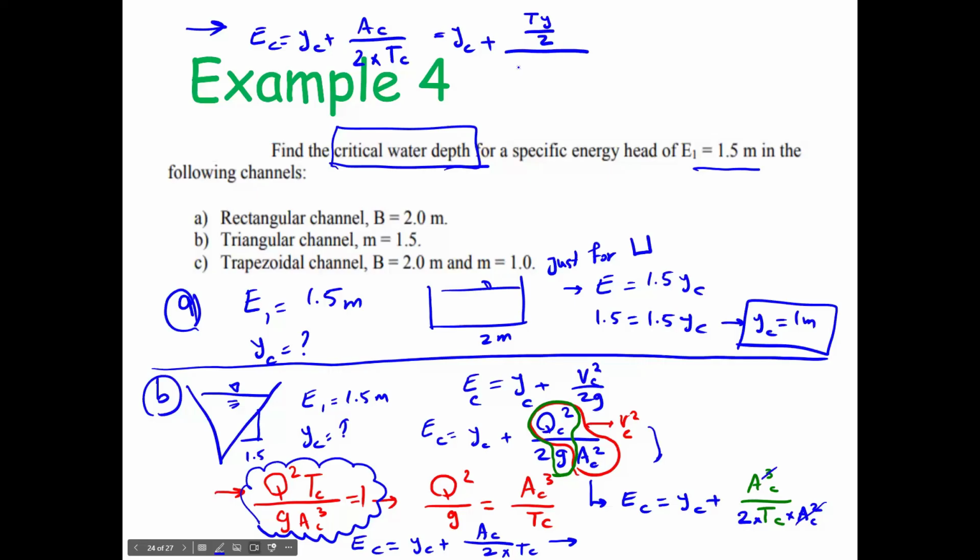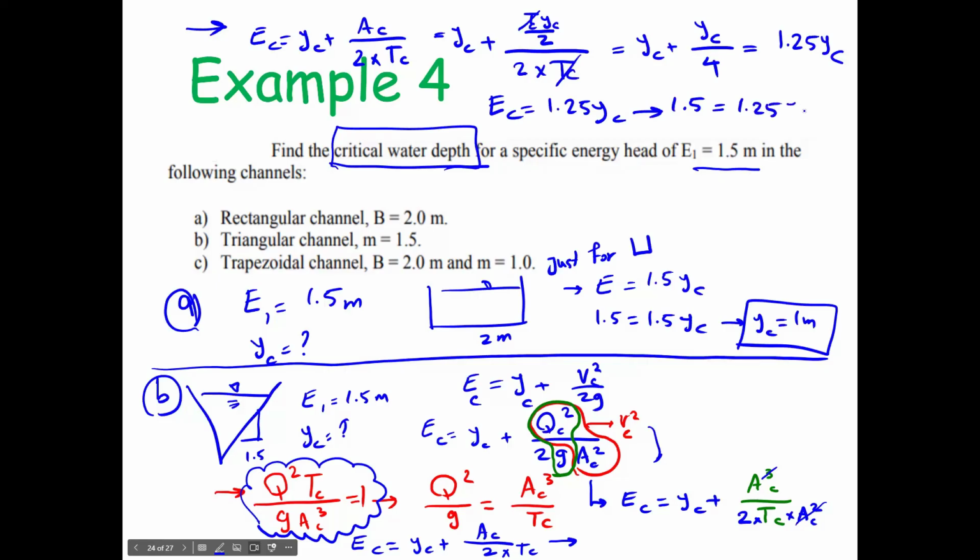And instead of 2, I will keep 2. Instead of T, I will keep that one. That's better, I think. So T cancels out with T. I will have YC plus YC over 4, which is 1.25 YC. So EC equal to 1.5, 1.25 YC equal to 1.5. So I have YC equal to, what is that? 1.2 meter.